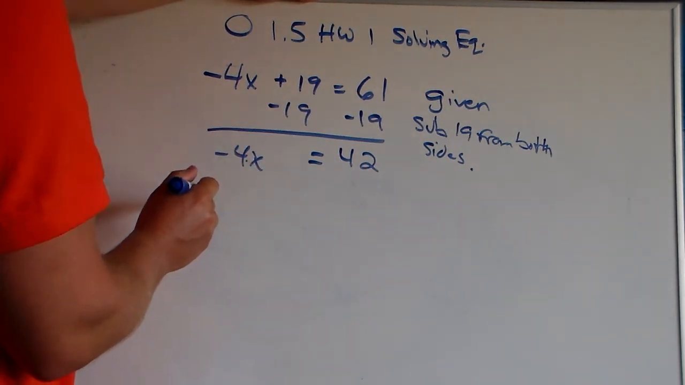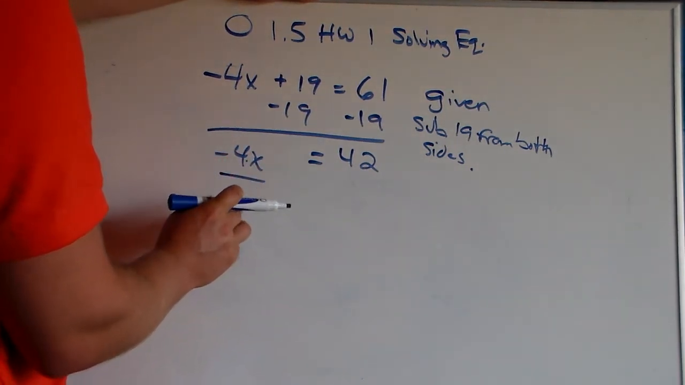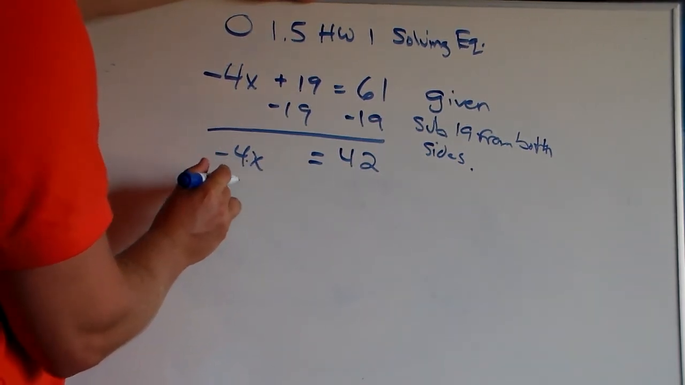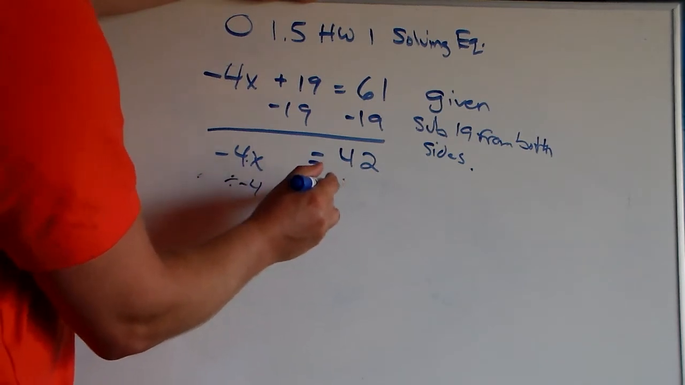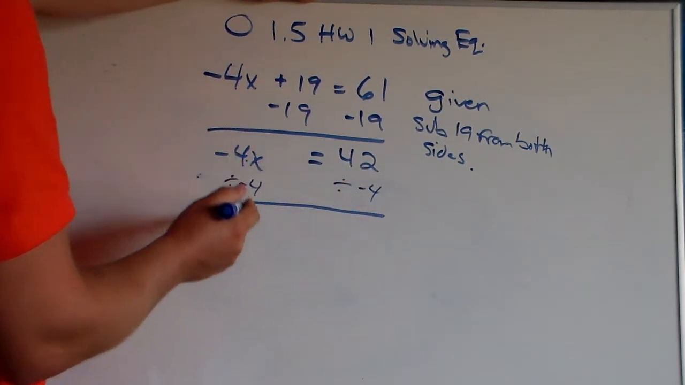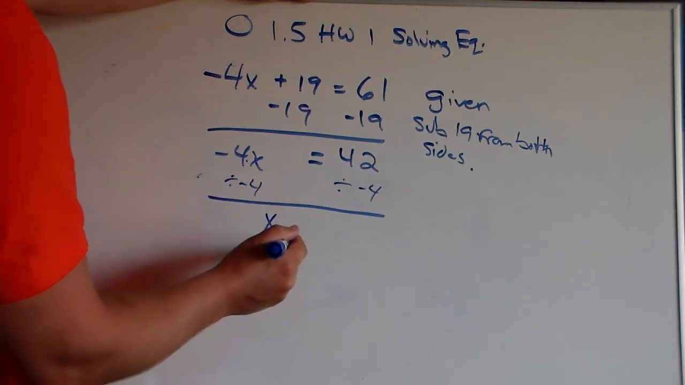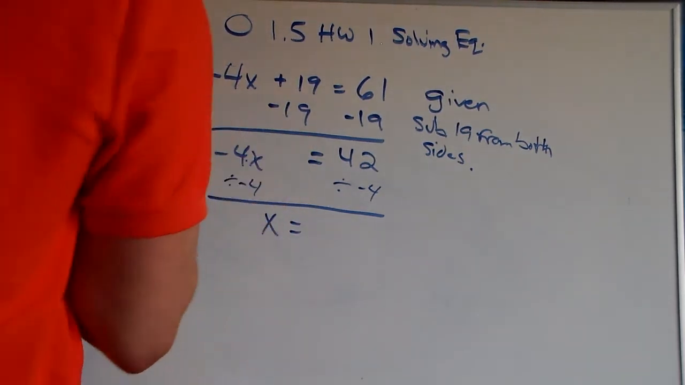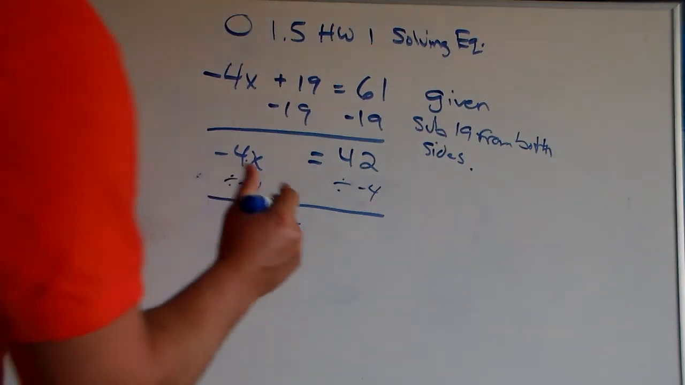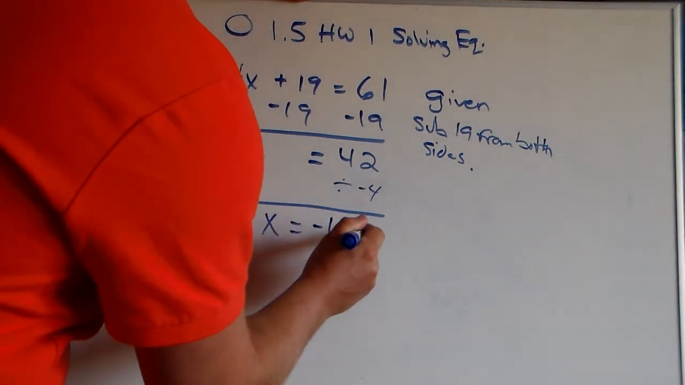That's a times in between the negative 4 and the x. So we divide by negative 4 on both sides. Negative 4 divided by negative 4 gets you just 1x, so we have x equals. And then we type into our calculator 42 divided by negative 4. And we get ourselves negative 10.5.